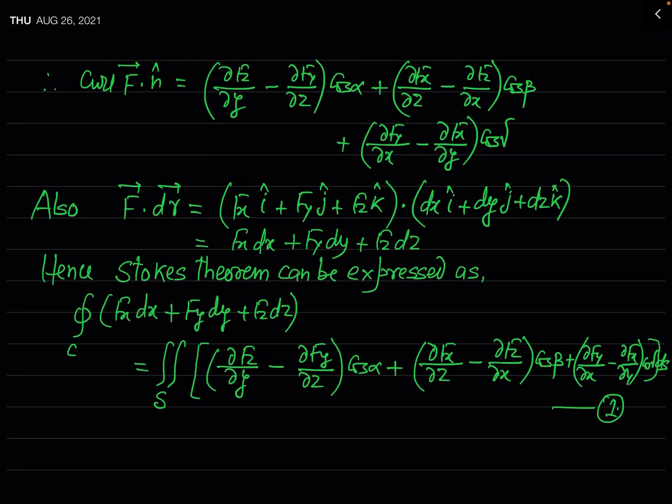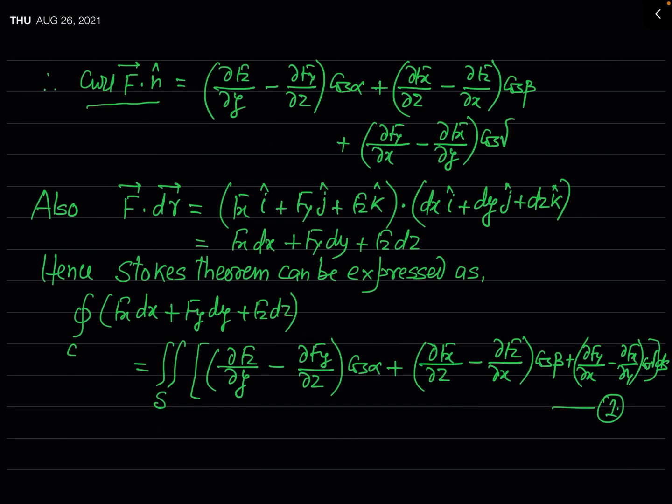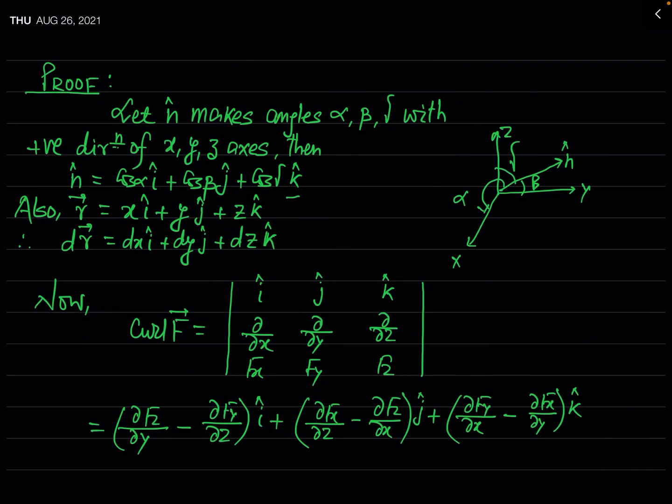Now we will find what will be curl F dot n hat, because you can see in the mathematical statement of this theorem there is curl F dot n hat. So let us first of all find what will be curl F dot n hat. Since you can see curl F is equal to this much and n hat is equal to this much, when you take the scalar product of curl F and n hat, then only the similar terms will remain and all the dissimilar terms will vanish, as takes place in the scalar product of two vectors.